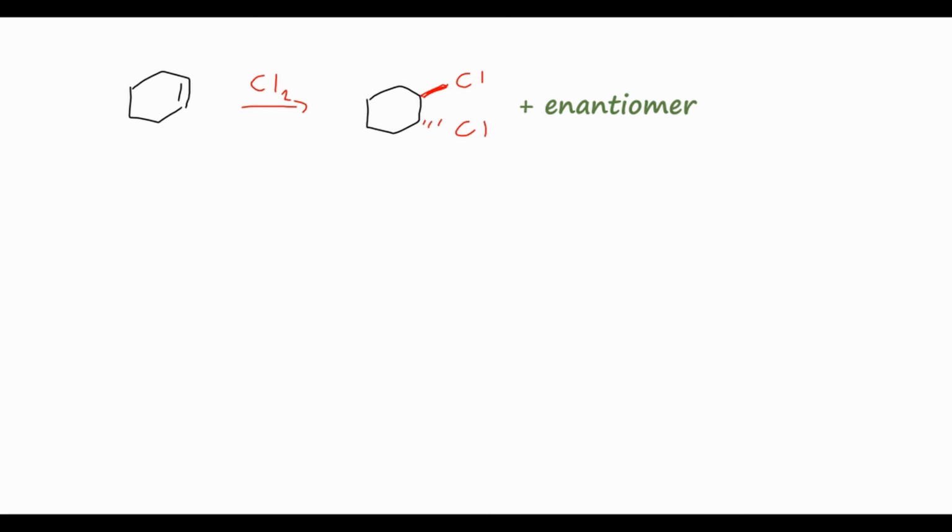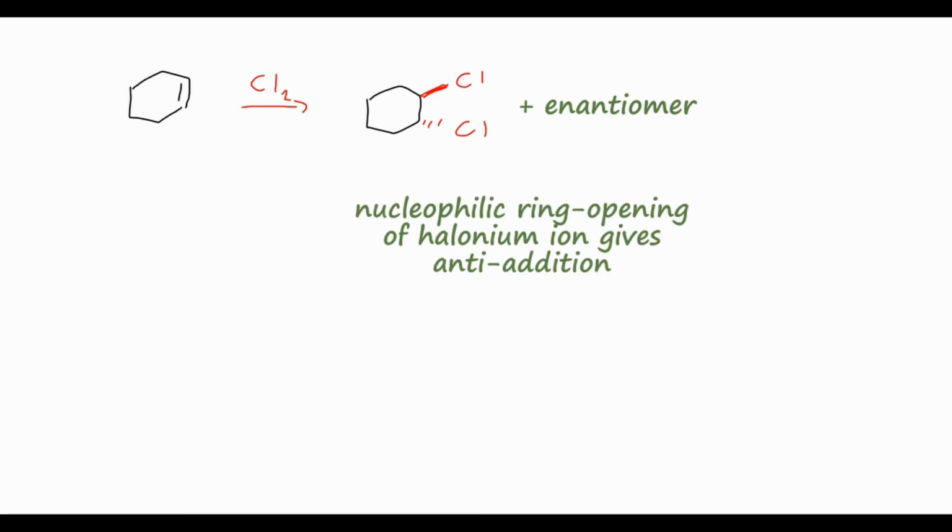The halogens have been added on opposite sides of the double bond because the formation of that halonium ion and the subsequent attack from the opposite side of the ring gives us always anti-addition in these reactions. So again, anti meaning on opposite sides of the double bond.